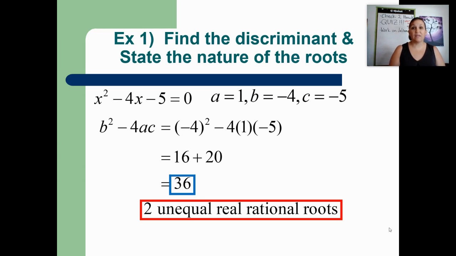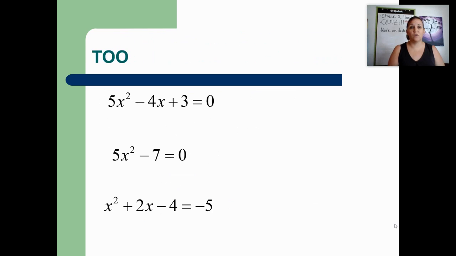For the next problems, I'd like you to try them on your own. So see if you can figure out the discriminant and the phrase that goes with it. So please pause the video right now and try these three problems. Once you have all of your answers, go ahead and restart the video and we'll check them.